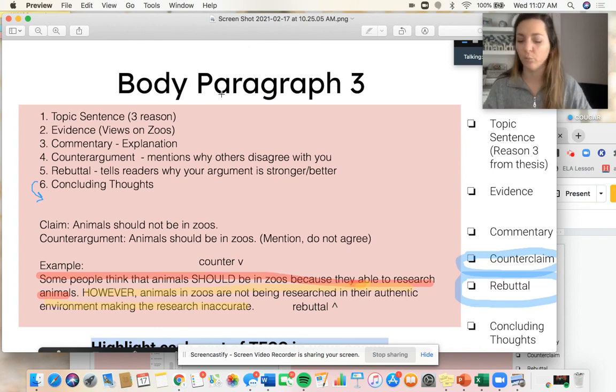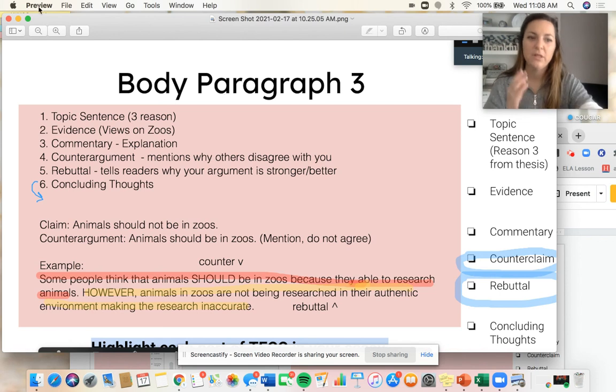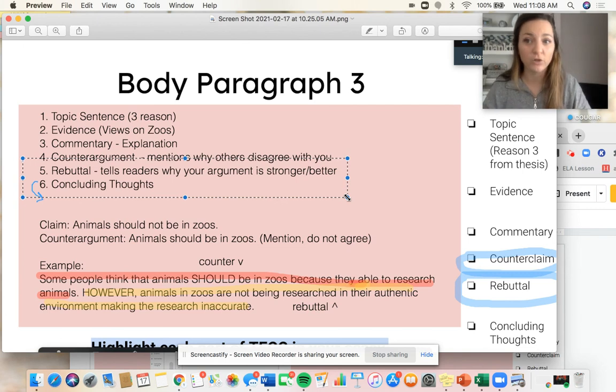This should not be more than 1 to 2 sentences. It should not be the entire paragraph. You recognize the other side without agreeing with it, okay? You want to think, okay, here's why you think differently, but here's why my argument is still right and stronger. So then you do the counter argument. It mentions why others disagree with you. And then your rebuttal tells why your argument is stronger, why it's better. And then you add concluding thoughts. If you feel like your concluding thoughts are mentioned in your rebuttal, they can be combined. If you want to say one more concluding sentence, that's fine as well.